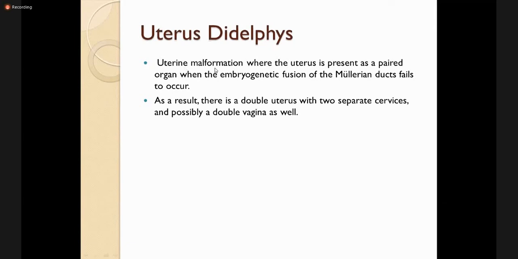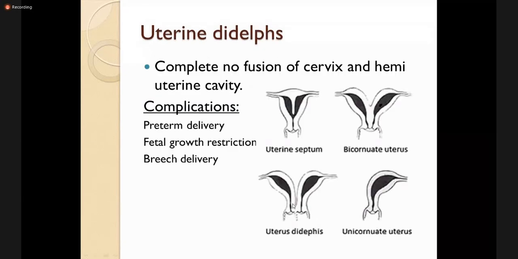Uterus didelphys is another uterine malformation where the uterus is present as a paired organ, when the embryonic fusion of the Müllerian ducts fails to occur. As a result, there's a double uterus with two separate cervices and possibly a double vagina as well. So you can say these are two separate uterine cavities, possibly with two separate cervices. Vaginal duplication may or may not be there as well. Here you can see the picture. There is complete non-fusion of the cervix or hemiuterine cavity. Both the cavities are separate till here. But in this picture, you can see the vaginal cavity can be single or it can be double. Its complications are as expected: preterm delivery, fetal growth restriction, and because of less space, breech delivery can also occur.